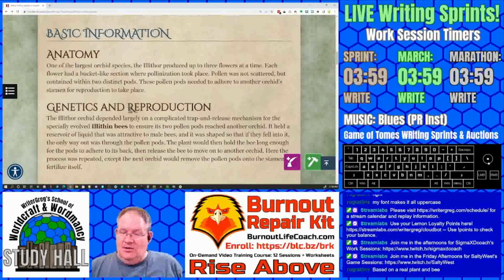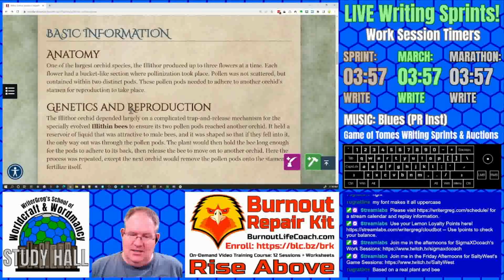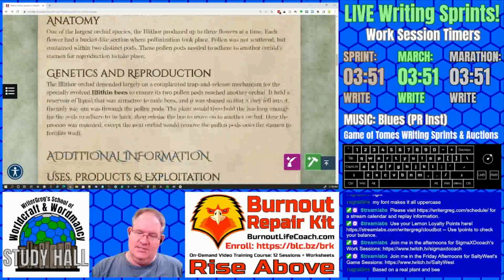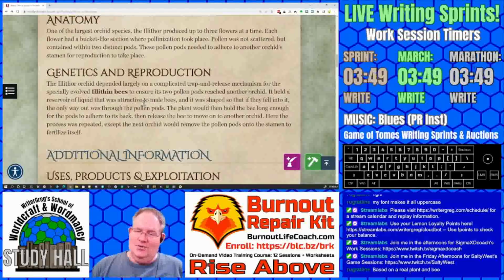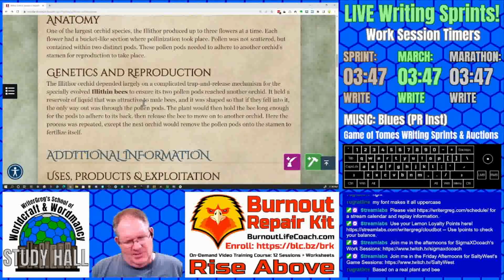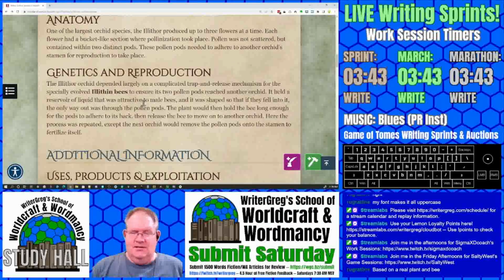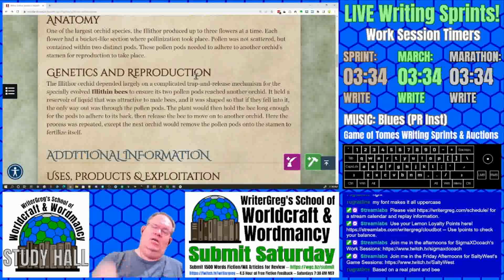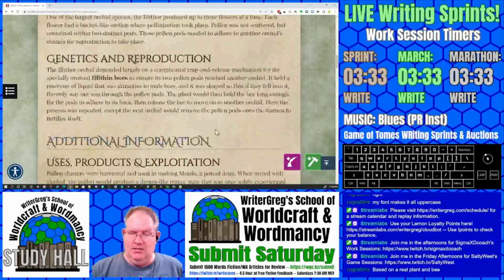The plant would then hold the bee long enough for the pod to adhere to its back, then release the bee to move on to another orchid. Here, the process was repeated, except the next orchid would remove the pollen pod onto the stamen to fertilize itself. Okay, because when I think of pollen, to me, this pollen pod sounds like a chicken nugget on the back of the bee.